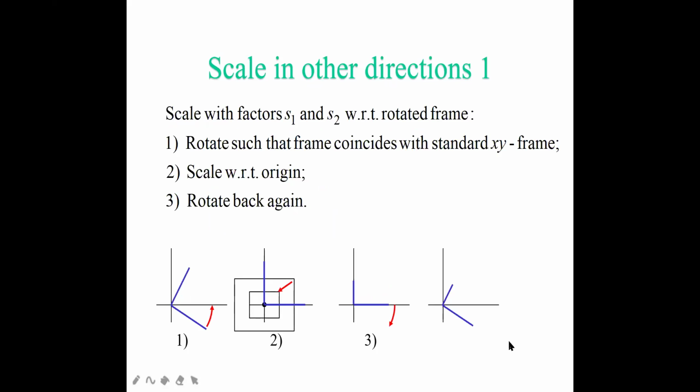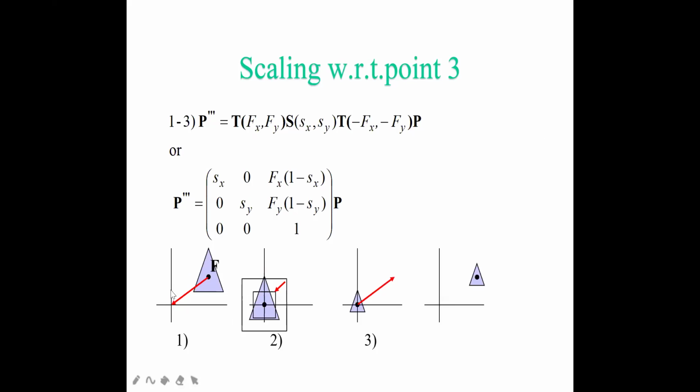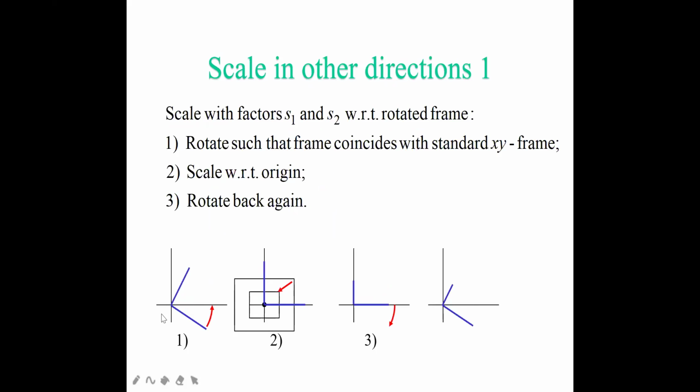Suppose you want to scale in any other direction, how are you going to do it? Suppose you have one line. Till now we have seen an object, a triangle. Now I have the line. How are you going to do this? So now the question is: scale with factors s1 and s2 with respect to a rotated frame.